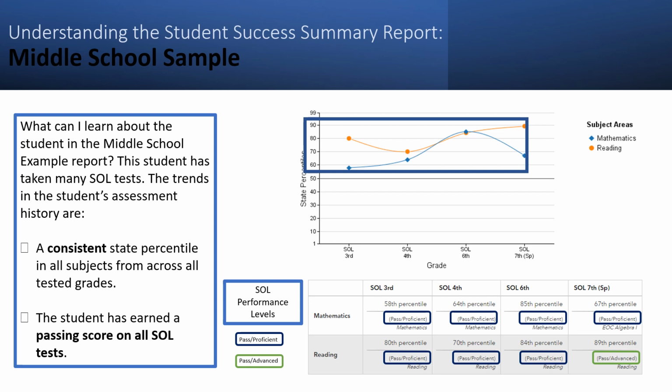The student has earned a passing score on all SOL tests. They have blue and green outlined in their performance levels to let us know that in both math and reading, they have passed all of the tests in which they have taken.